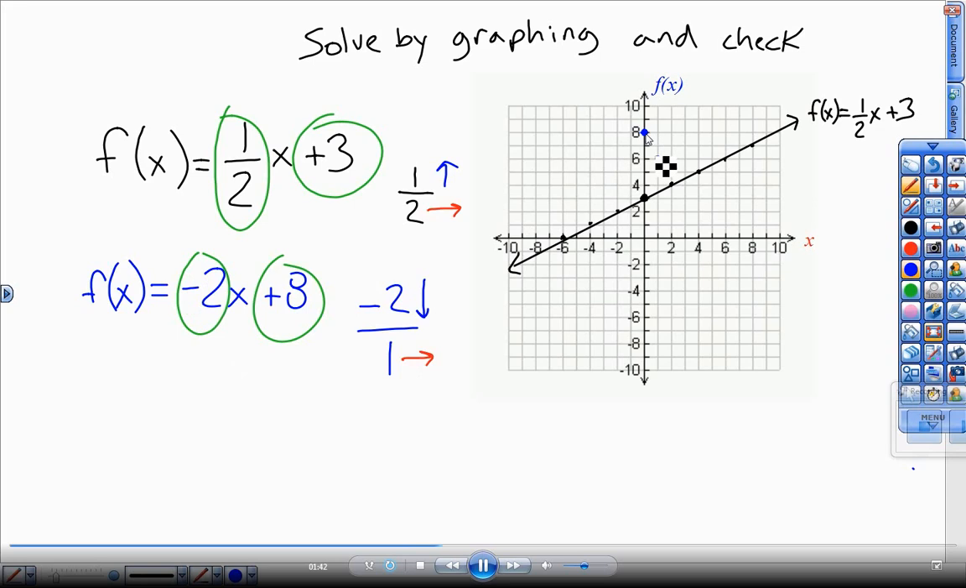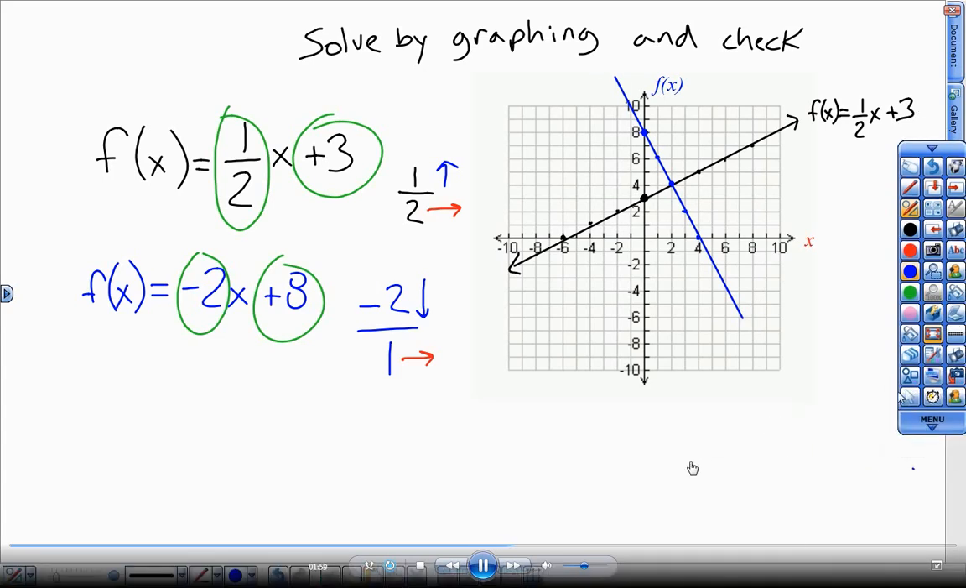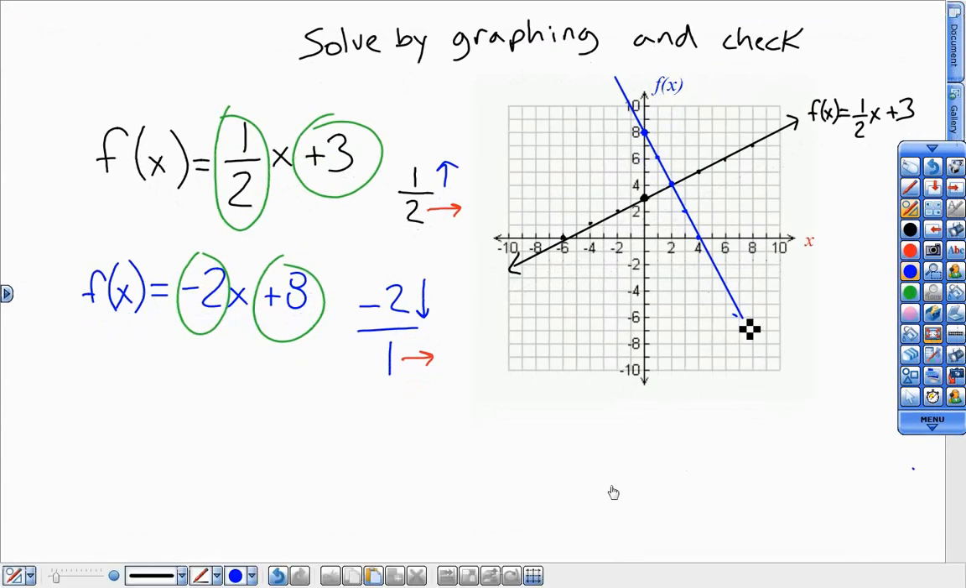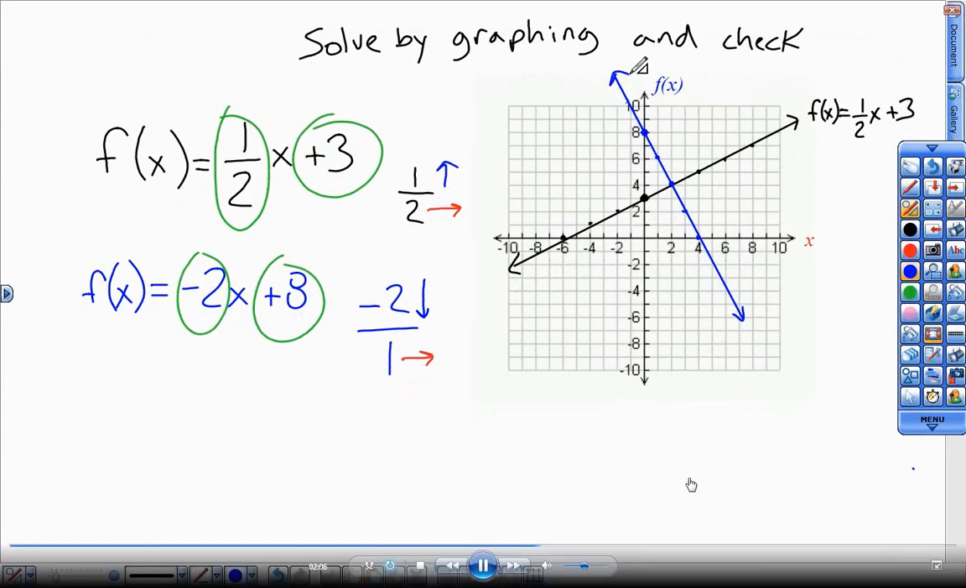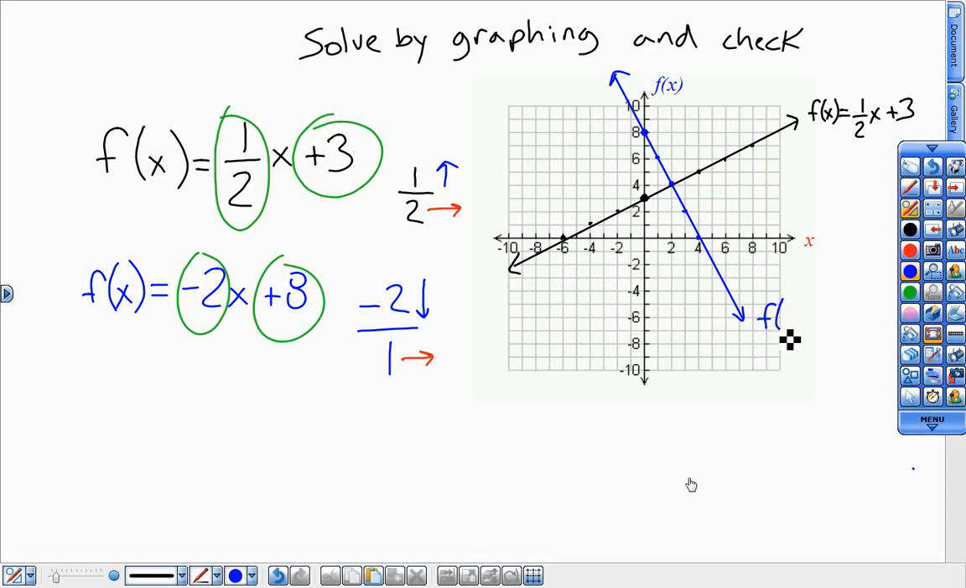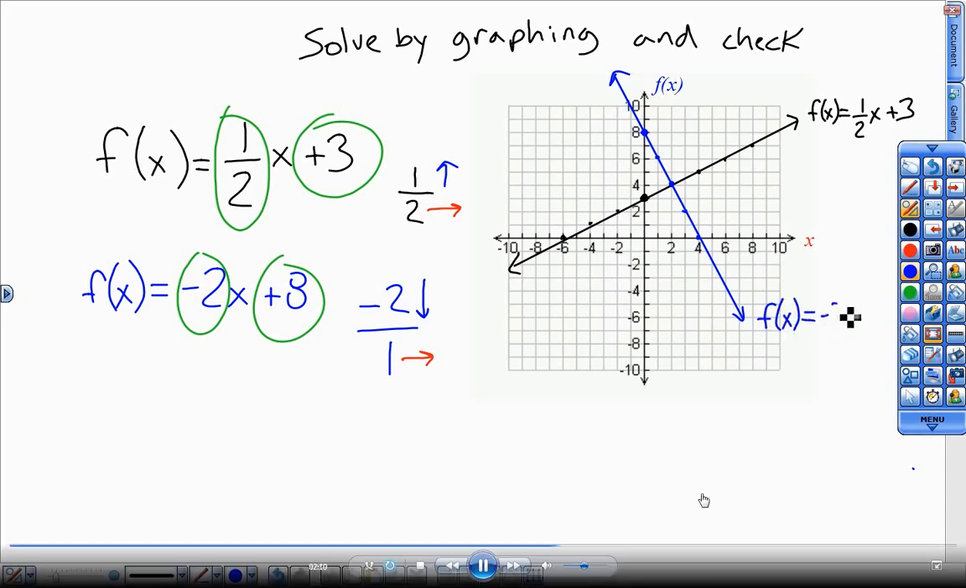So from my point 8, right 1, down 2, right 1, down 2, right 1, down 2. Stair step the opposite way, left 1, up 2. Draw your line through them. Label that line. And again, that line is f of x equals -2x plus 8.